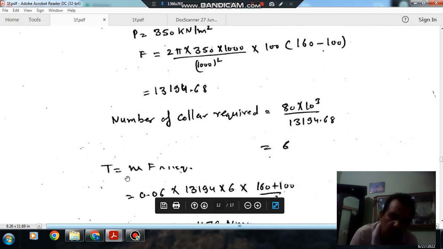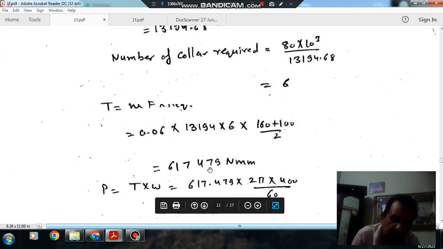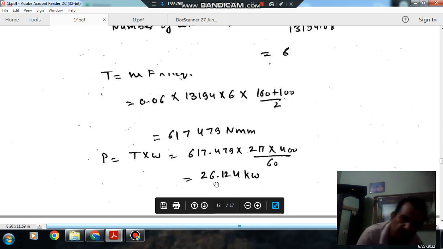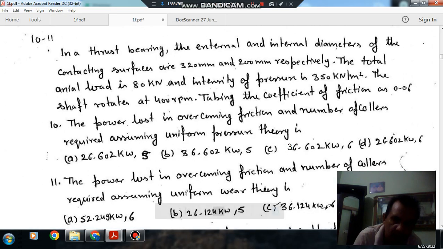Okay. So now using that formula, we have to calculate power loss. So using the formula, P is equal to mu F R equivalent, and R equivalent in case of uniform wear theory is the summation of radii divided by 2, and the total load is 80 kilonewton. Okay, and the torque transmitted is this quantity, mu is 0.06. So the power transmitted will be T into omega, that is 26.124 kilowatt. So the answer is option D.